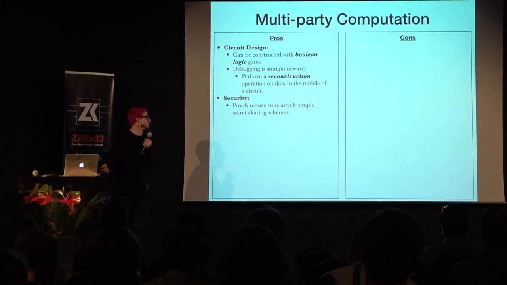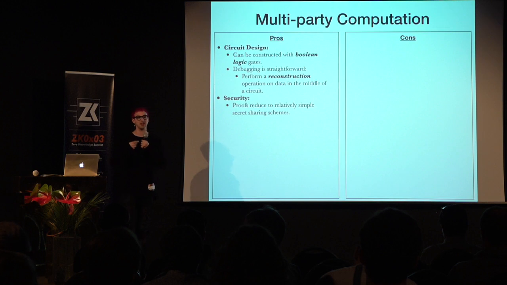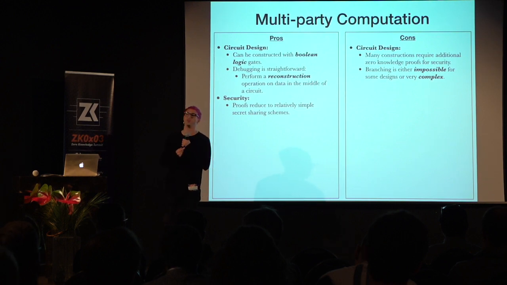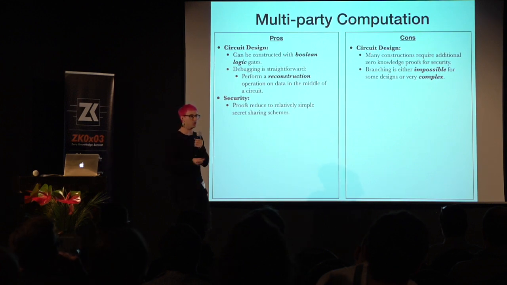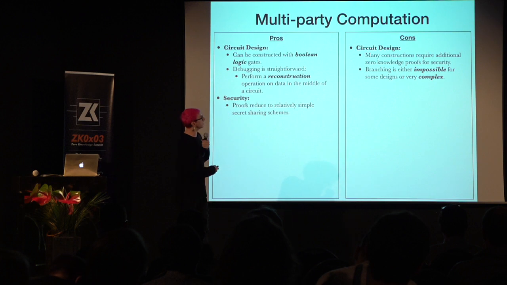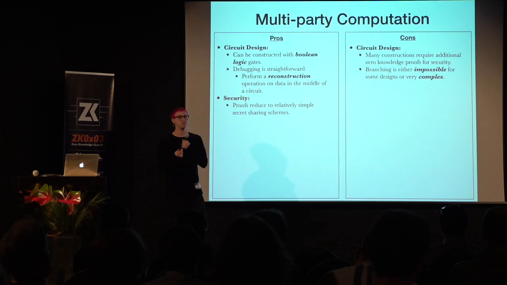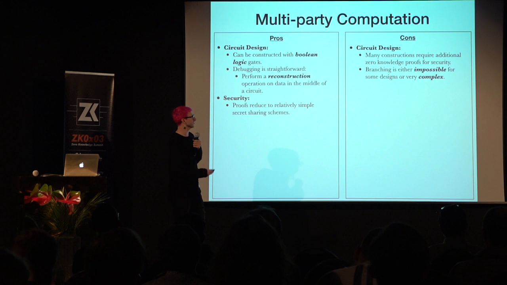The proofs reduce to relatively simple secret sharing schemes. The proofs for those are, I say, relatively simple. Mathematically, they make more sense than, say, something very complex. But some cons of this. Many constructions require additional zero-knowledge proofs for security. So, for example, threshold ECDSA, which has recently amassed some really cool following, and I do think it is very cool, but it is kind of difficult because you actually have to include some relatively simple zero-knowledge proofs to ensure that the protocol is secure itself. So the protocol does not just include Boolean logic gates, it also requires zero-knowledge proofs in there.